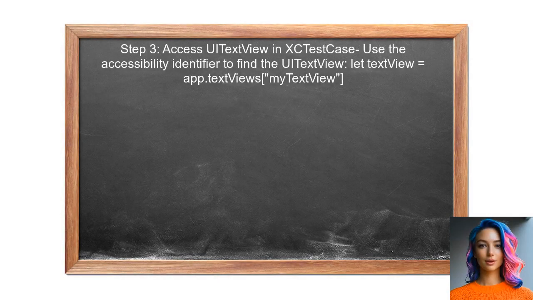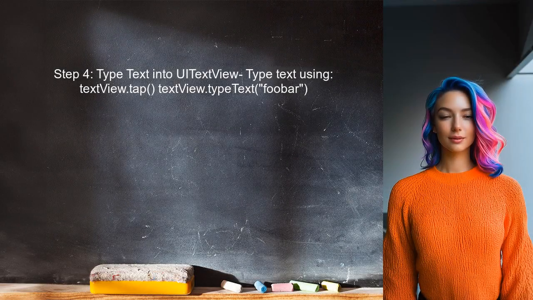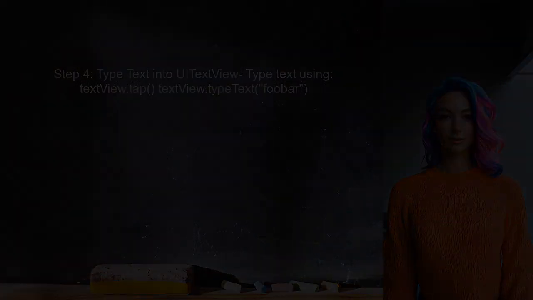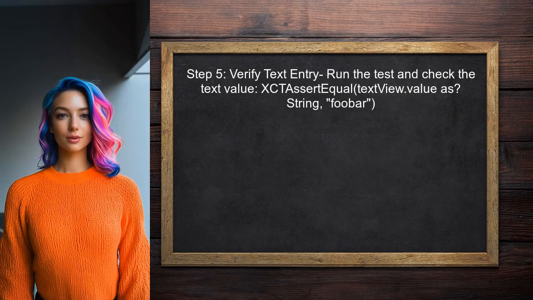Now the user can access the UI text view in their XCTestCase using the accessibility identifier. They can do this by referencing the app's text views. Once the user has access to the UI text view, they can type text into it. Since the keyboard is already up, they can use the type text method directly on the UI text view. Finally, the user should run their test to ensure that the text is being entered correctly into the UI text view. They can check the text value after typing.